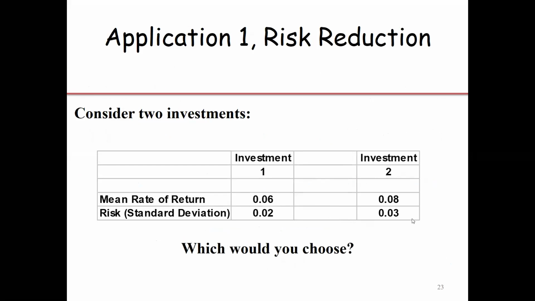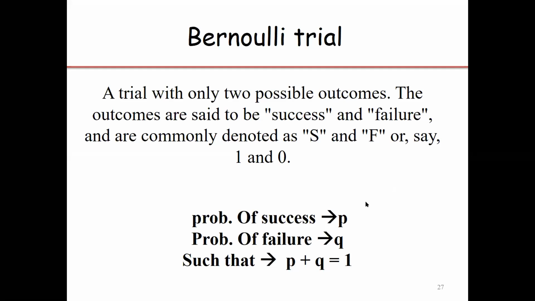Now we have these two investment plans. The mean rate of return is 0.06 in investment A and 0.08 in investment B. Here we have a higher return as compared to the mean, but the standard deviation is 0.02 and the standard deviation is 0.03. Which plan do you choose?